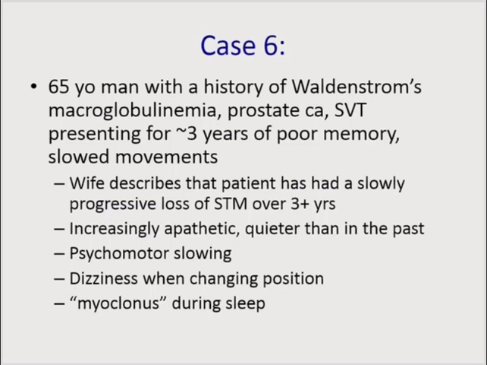So again, to return to the case, a 65-year-old individual with a medical history of Waldenstrom's, prostate cancer, SVTs, who was presenting for 3 years of poor memory and slowed movements. His wife described a clear loss of short-term memory over the past 3 years that had been slowly progressive, that he was increasingly apathetic, quieter than in the past, with prominent psychomotor slowing, both in thought and in movement. He had substantial orthostatic symptoms, so dizziness while changing position was a big problem for him. And he had some sleep disturbance that was not well described, but in the notes that I had was referred to as myoclonus during sleep.